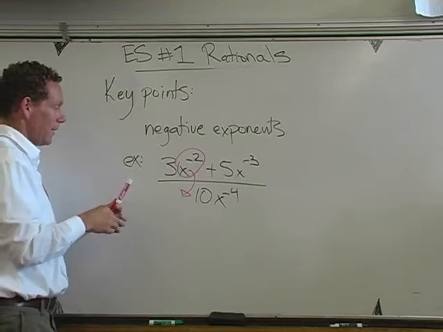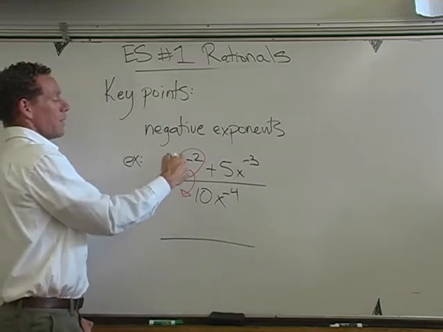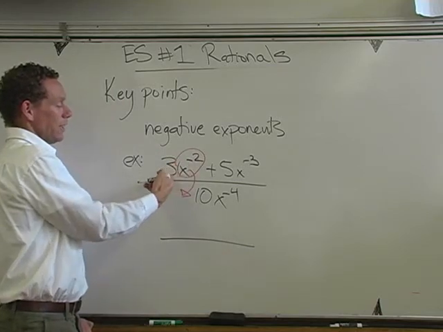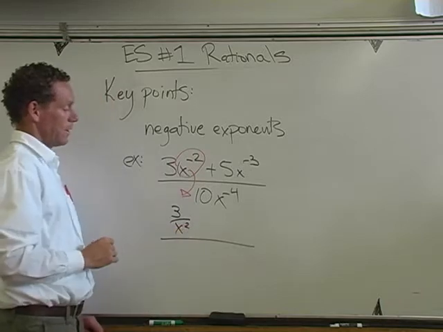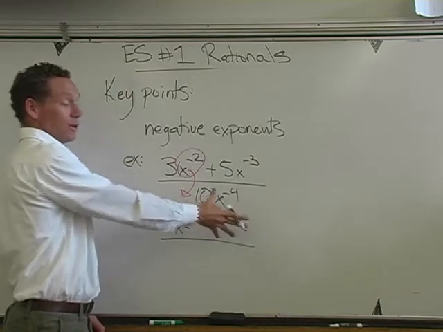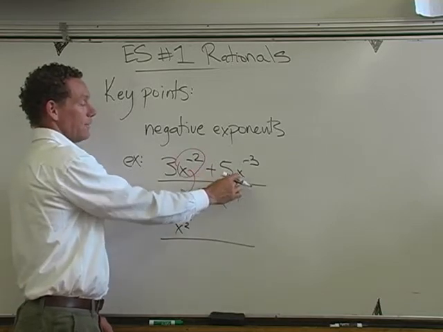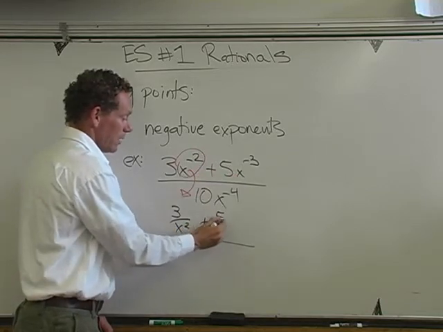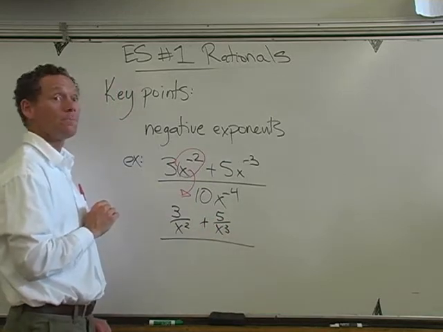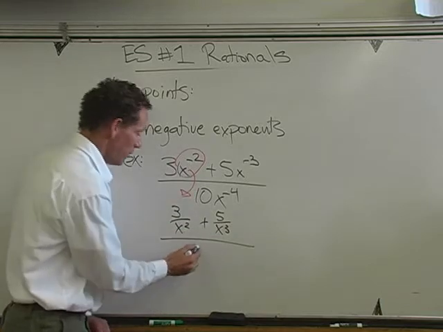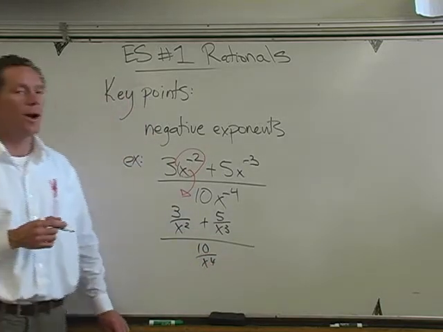Yeah. Okay. So what happens with this, if we were to take this one step further, the x to the -2 would go underneath the 3. So we would have 3 over x squared. It stays in the big numerator of the big fraction. And this, the 5 times x to the -3, would end up with a 5 and an x to the 3rd down below like that. And then 10x to the -4, 10 over x to the 4th. Okay.